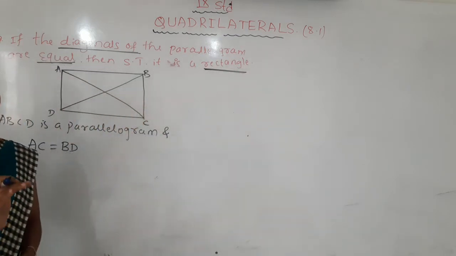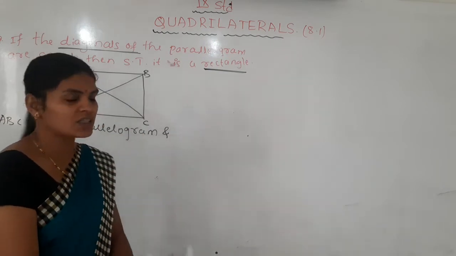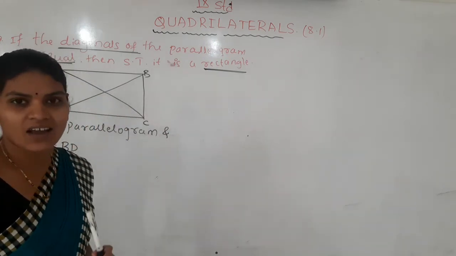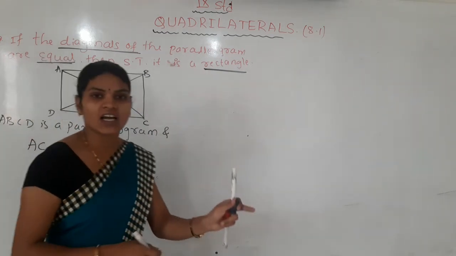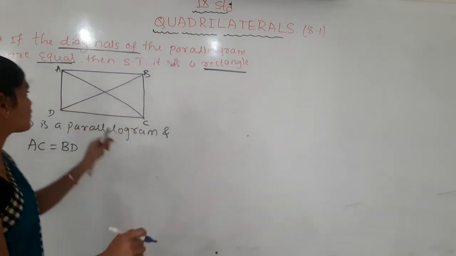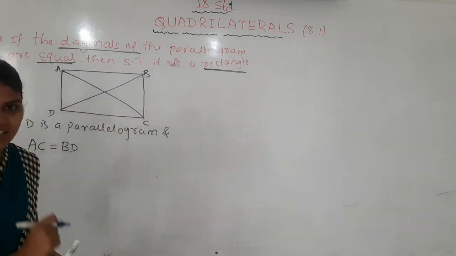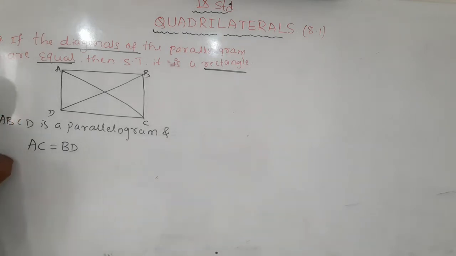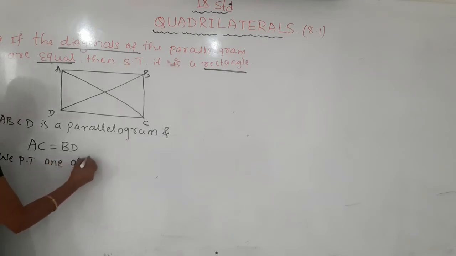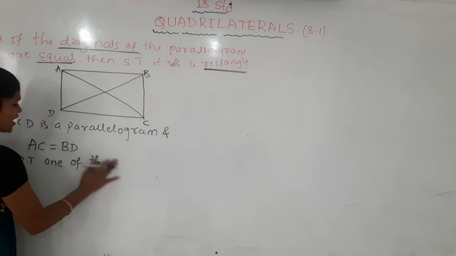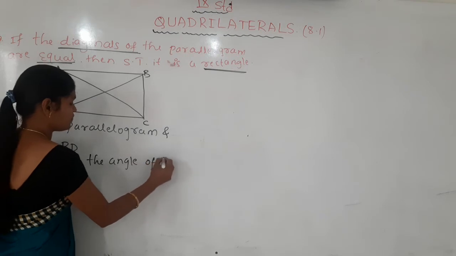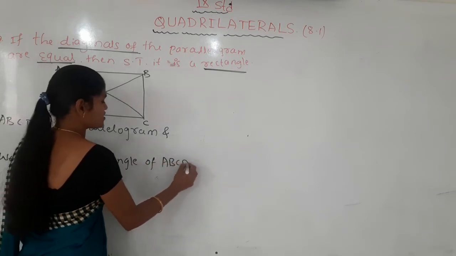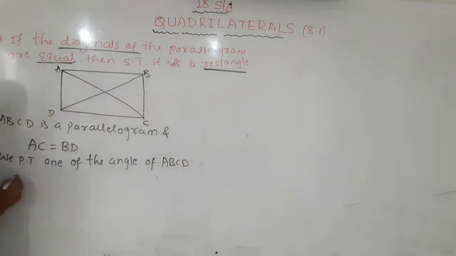That is, if the two diagonals of a parallelogram are equal, then it should be a rectangle, we have to show. If your parallelogram becomes a rectangle, what is our condition? At least one of its interior angles should be what? 90 degrees. Yes, we prove that one of the angles of this parallelogram ABCD is equal to how much? It should be what?